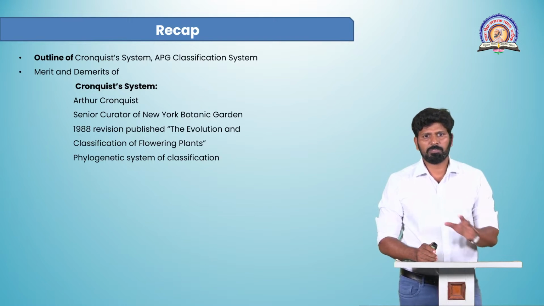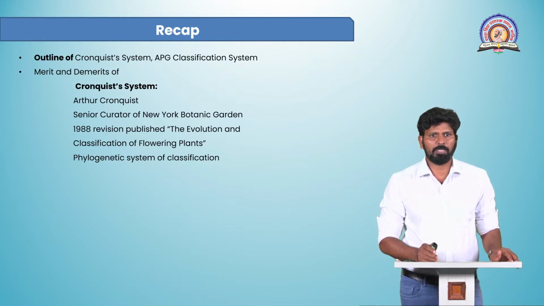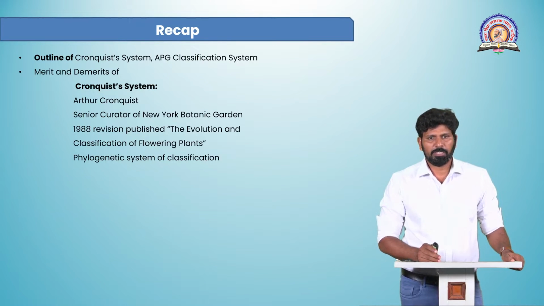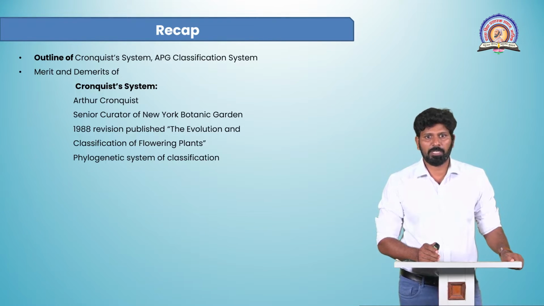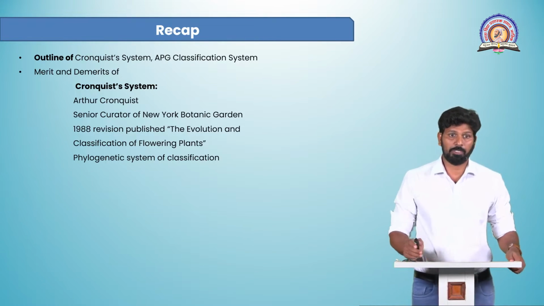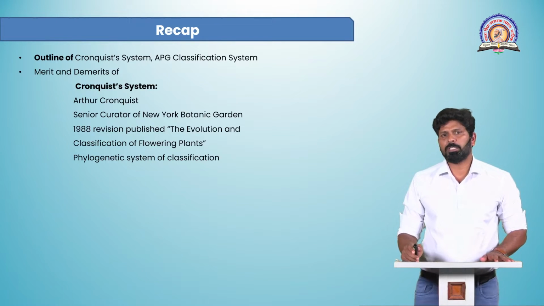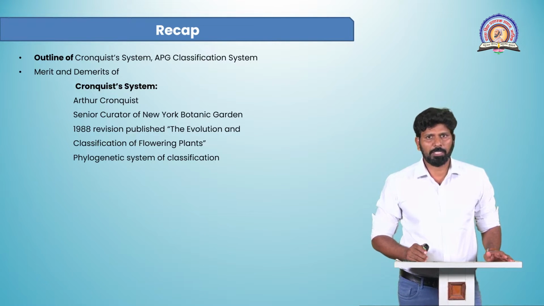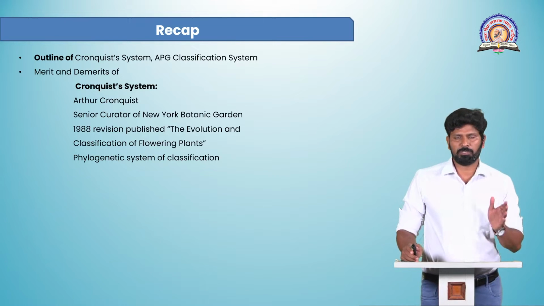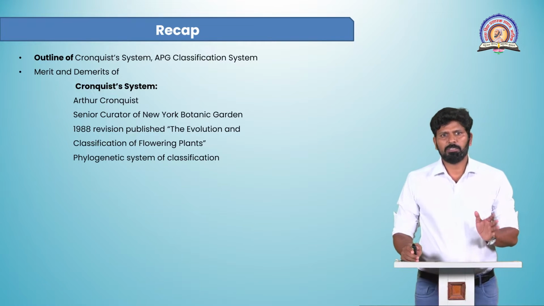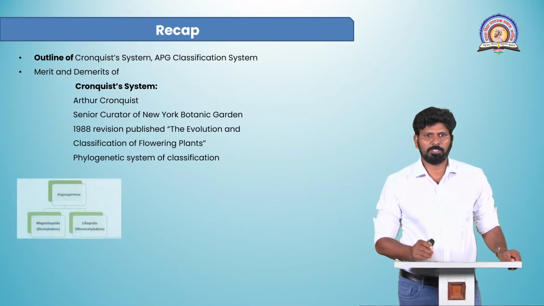The Cronquist classification system was proposed by Arthur Cronquist, who was a senior curator of the New York Botanical Garden, and he published a revised classification system in 1988, which is named The Evolution and Classification of Flowering Plants. It is a phylogenetic system of classification. We know that classification systems are divided into three different types: artificial, natural, and phylogenetic. Out of that, the Cronquist system is the phylogenetic system of classification.